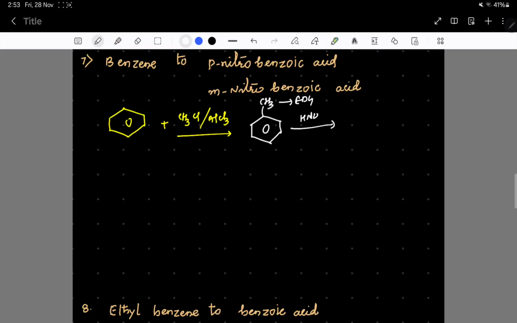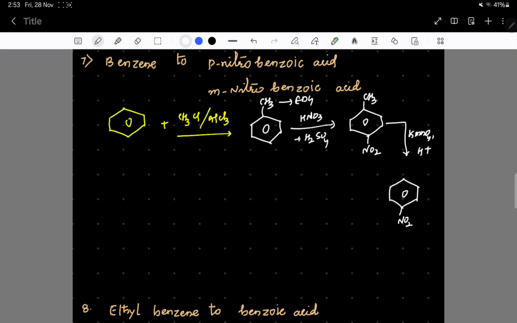Then followed by the nitration, student, HNO3 plus H2SO4, right? So usually ortho and para are possible, but para is the major product. So this will be CH3 and NO2, right? Now this compound on oxidation, that is KMnO4 H plus, it will give, student, NO2 as it is. Now the methyl will be converted into COOH. So now this is, student, para-nitrobenzoic acid. Now similarly we can prepare from benzene to meta-nitrobenzoic acid.